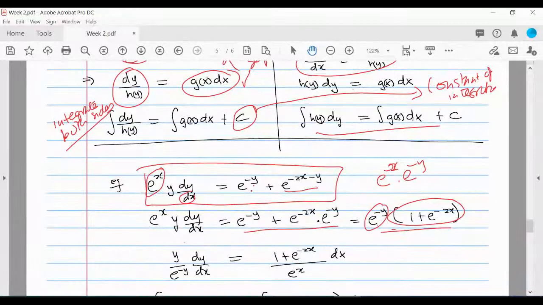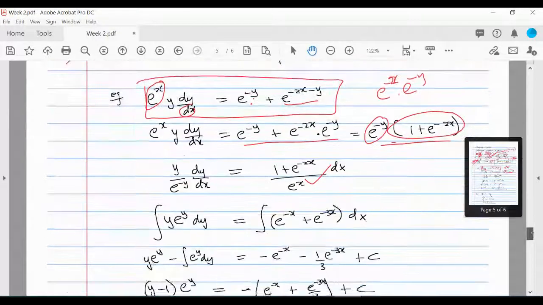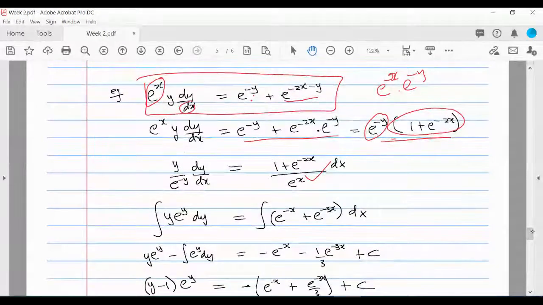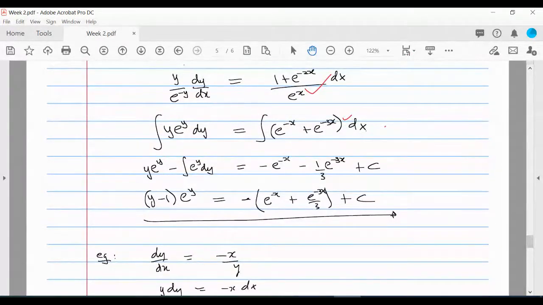Once I've achieved that, I know I can divide and multiply. So the next thing is to divide by e to the power minus y and multiply by dx and divide by e to the power x. There we are. It's now a separated equation. And then I can see that one over e to the power minus y is just e to the power y. I integrate both sides. I simplify on the right-hand side. Integrate both sides. Those who wanted to integrate, this is where you can integrate, not on direction fields. So here we are integrating now.